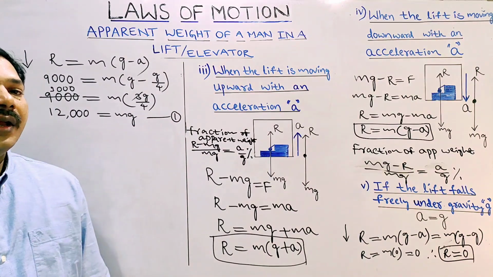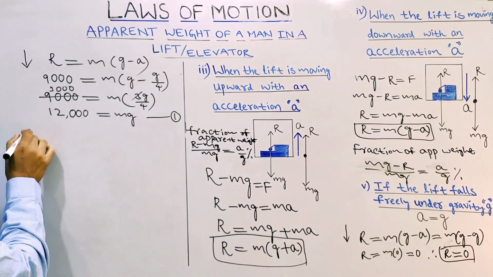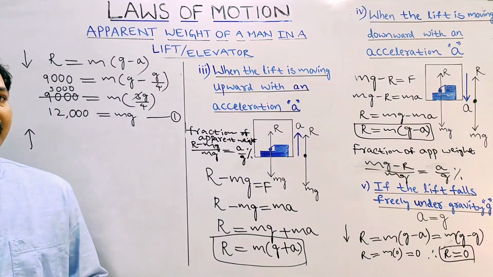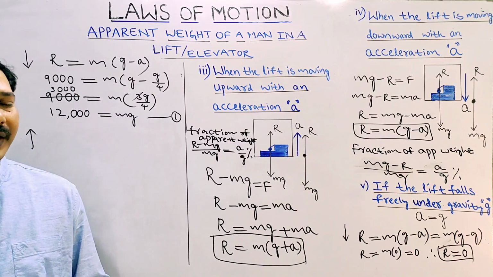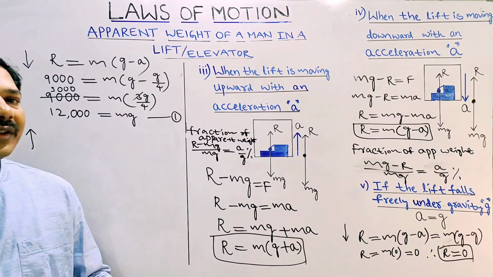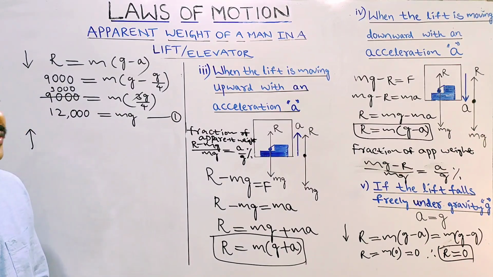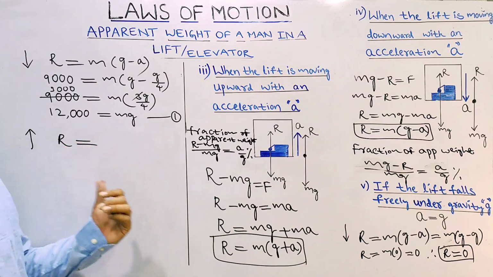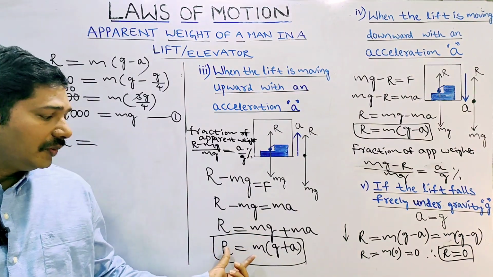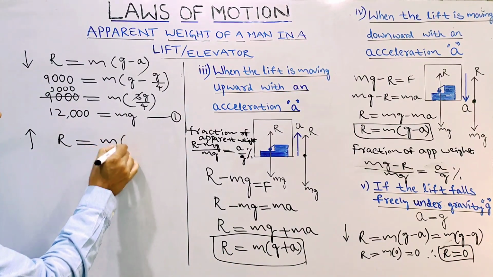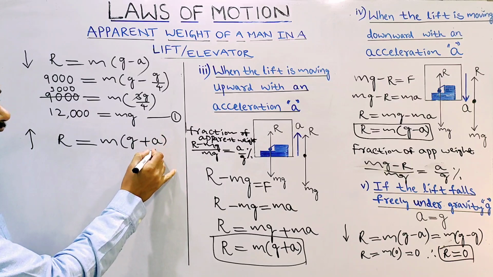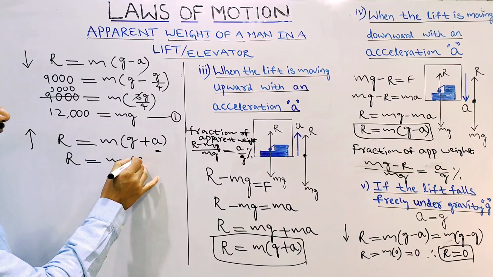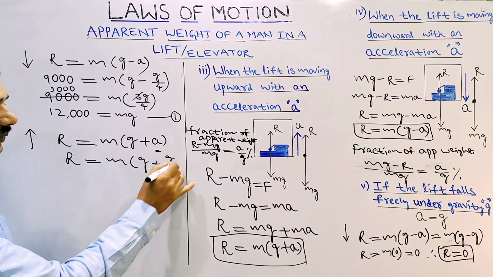Another case: when the lift is moving upwards, the tension in the cable they are asking is nothing but the apparent weight. With what acceleration is it moving upward? g by 3 acceleration. So the formula when the lift is moving upward is R equal to m into (g plus a). With a equal to g by 3, R equal to m into (g plus g by 3).